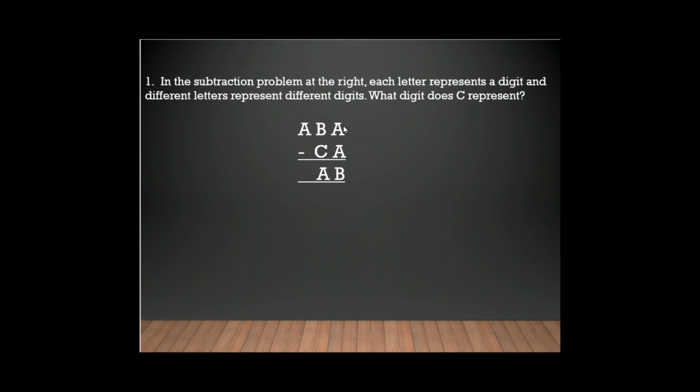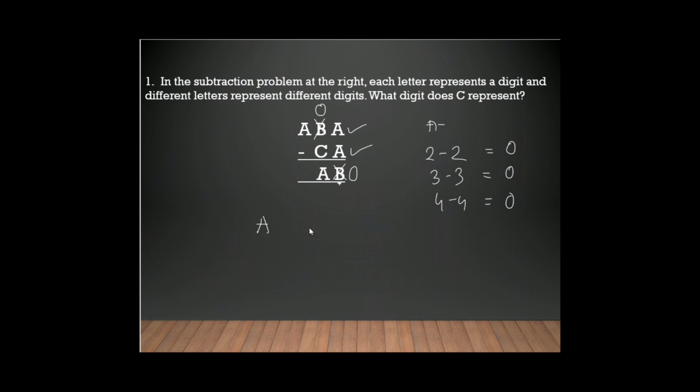Now if you see here, A and A, that means the same number is getting subtracted, and then here it's a B. It is obvious that whenever you subtract the same number, like 2 minus 2 or 3 minus 3 or 4 minus 4, we always get 0 as the answer. That means B is nothing but 0. Now if this B is 0, this B is also a 0.